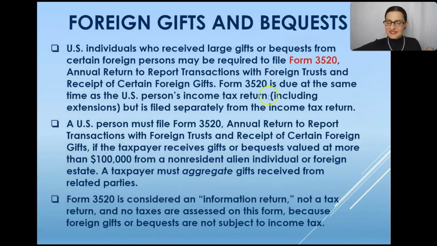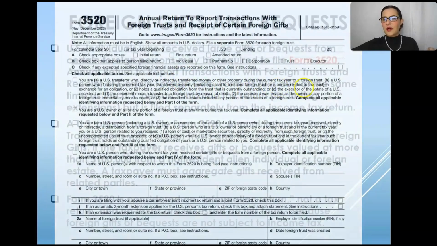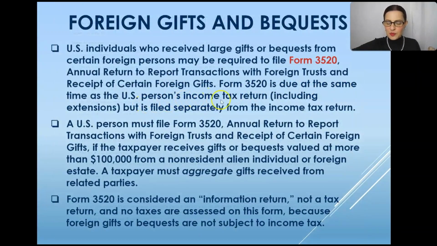Foreign gifts and bequests. U.S. individuals who receive large gifts or bequests from certain foreign persons may be required to file Form 3520, Annual Return to Report Transactions with Foreign Trusts and Receipt of Certain Foreign Gifts. Form 3520 is due at the same time as a U.S. person's income tax return, including extensions, but it is filed separately from the income tax return. It's considered separate. It has its own signature area and jurat. You file it separately from the income tax return, and that's true of regular gift tax returns as well.